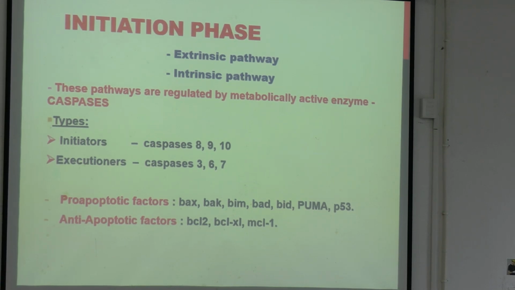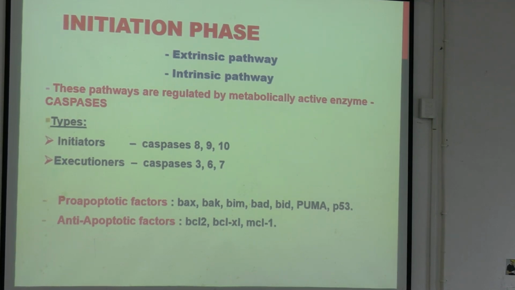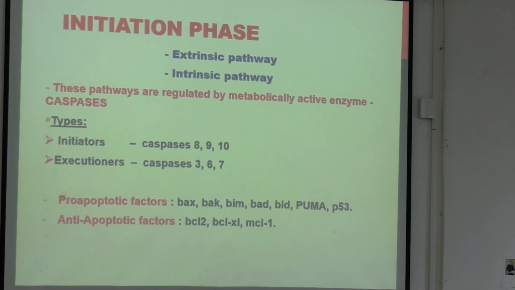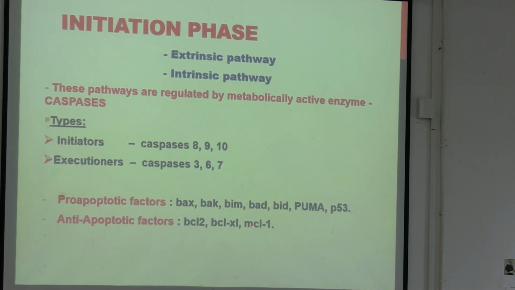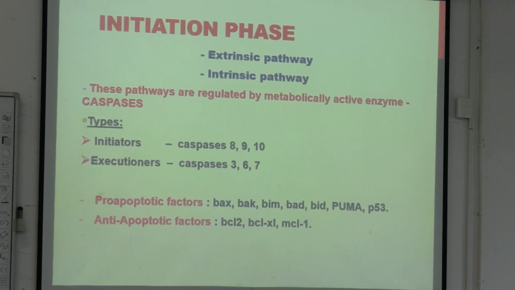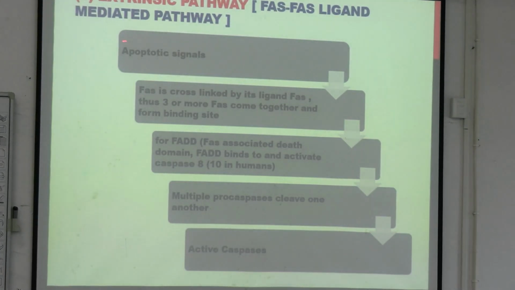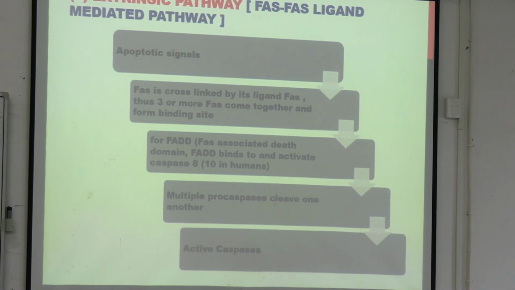They give the signals that the cell should start the initiation process of apoptosis. And what are the anti-apoptotic factors? BCL2, BCL-XL, MCL1. So how does initiation happen? Extrinsic pathway. There are two types of initiation.